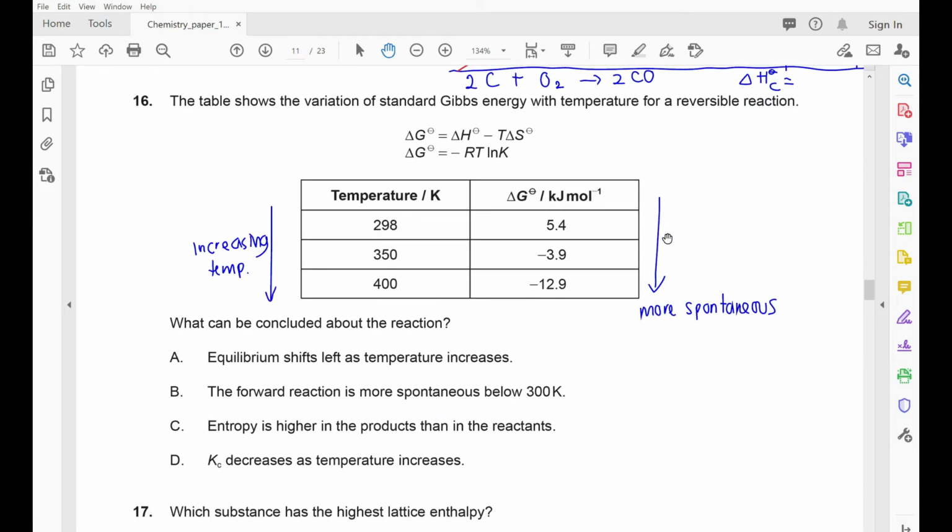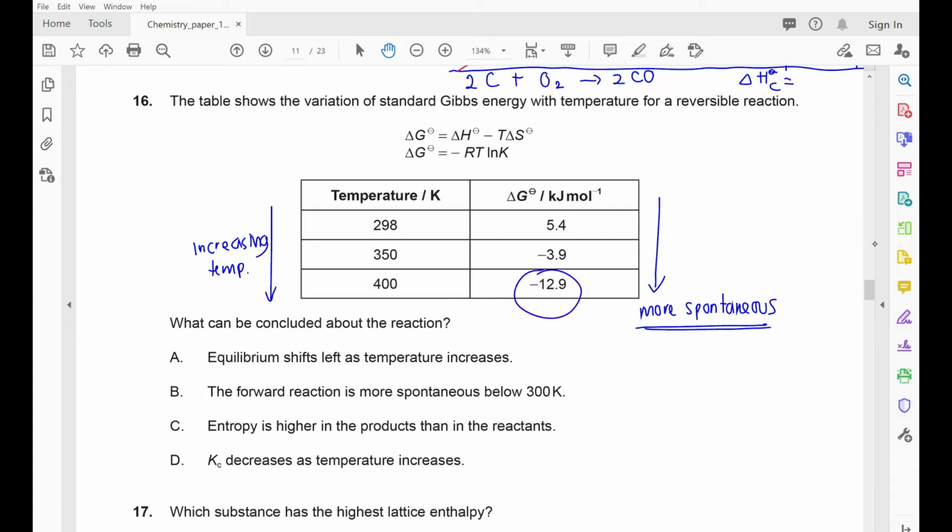Question 16. This data shows that as temperature increases, the value of Gibbs free energy becomes more negative. That means the reaction becomes more spontaneous. So the more negative Gibbs free energy, the more spontaneous a reaction is.